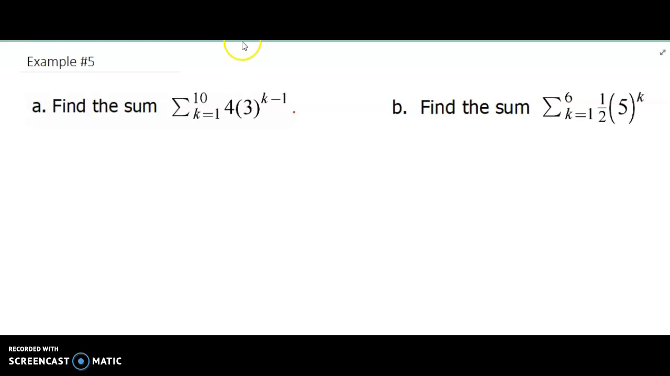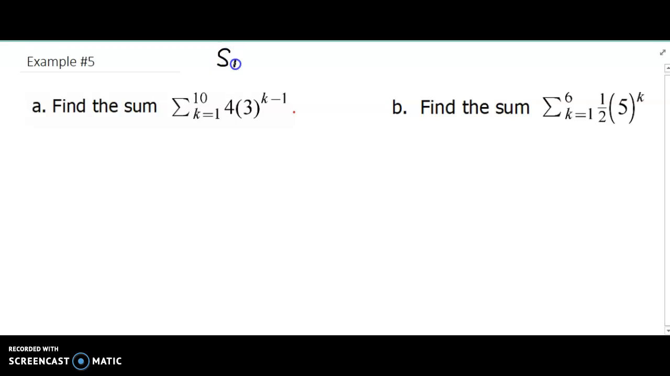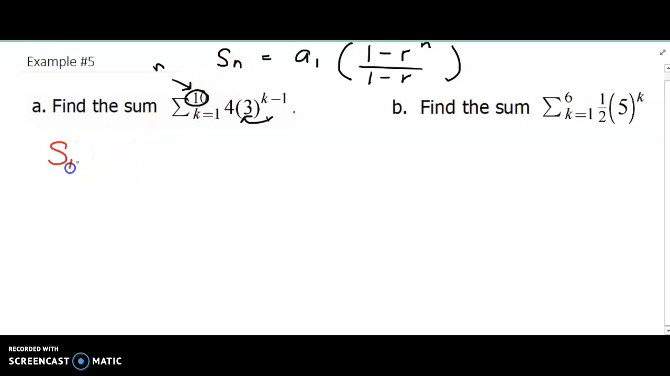All right, so let's look at example 5. Okay, so just to go over our formula, which is right here, I'm just going to rewrite that formula. S of n equals a sub 1 times 1 minus r to the n power over 1 minus r. Okay, we will always get our formula from that. Okay, now this is going to be our n here. And remember, this is our r. Okay, so to do this first one, the sum of our first 10 terms, because we're going to the 10th term, is going to equal a sub 1.